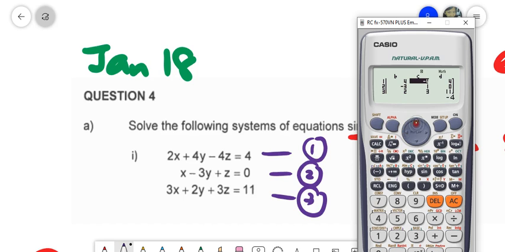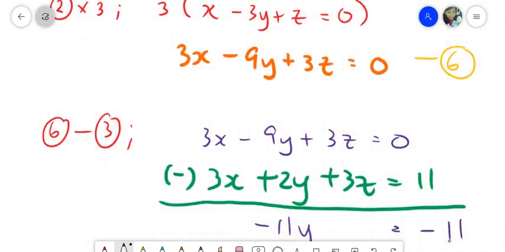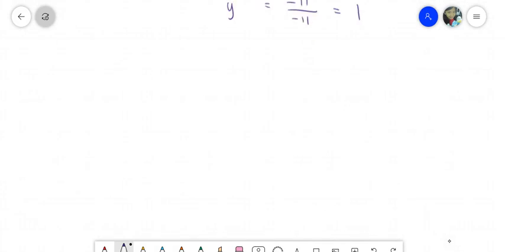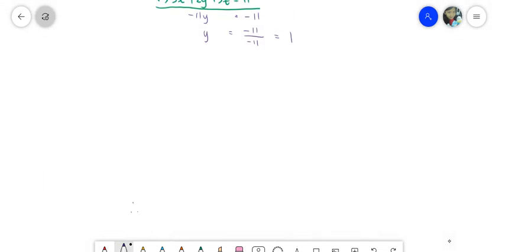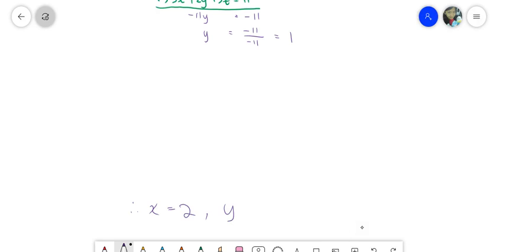So you'll check. 2, 4, negative 4, 4. 1, negative 3, 1, 0. 3, 2, 3, 11. Okay, so correct. So what's your x? x is 2, y is 1, z is 1. So the first variable that you obtained, your y is equal to 1. Is it correct? Yes, it is correct, so it means that your answer is correct. If possible, drag to the last part and write down your answer: x equal to 2, y equal to 1, z equal to 1. Just write your answer towards the end.